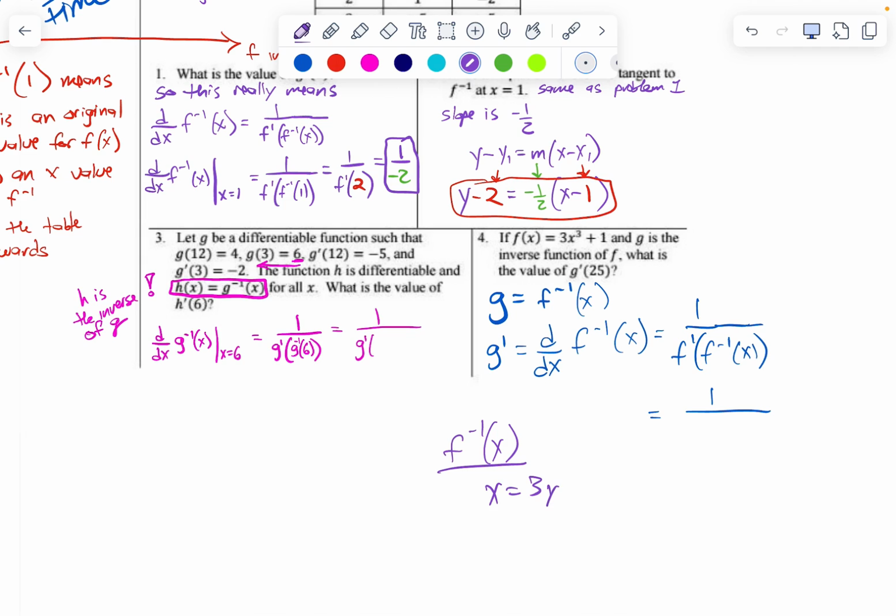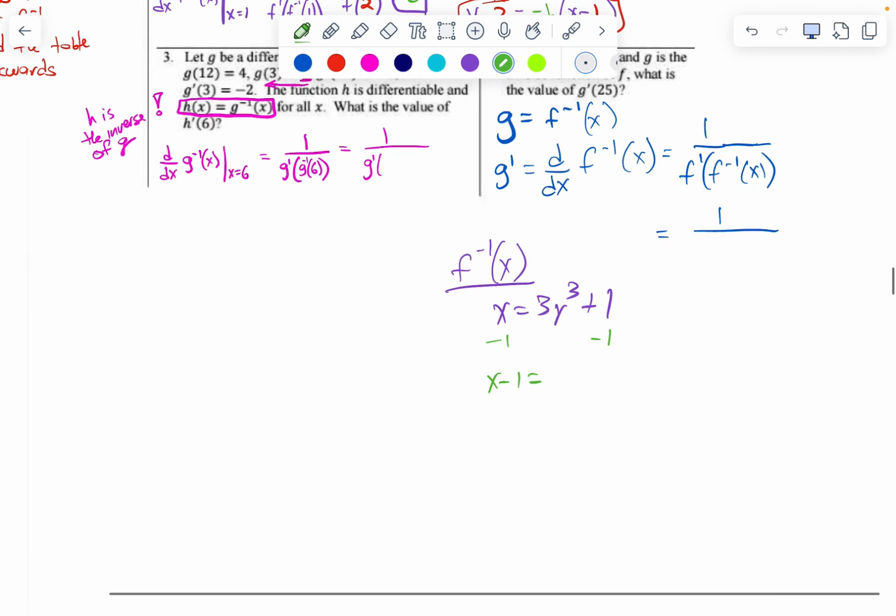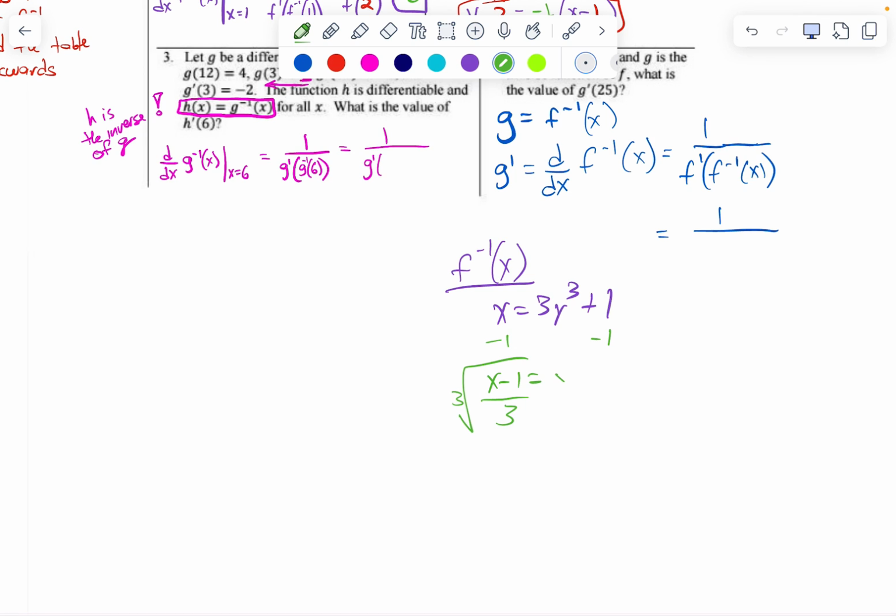Well, let's go ahead and do this just as a review. How do we get y back by itself again? Just talk me through it. Subtract 1, divided by 3, cube root. Good job. Wonderful.